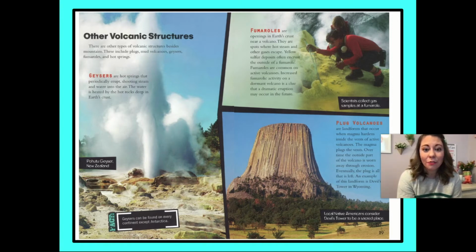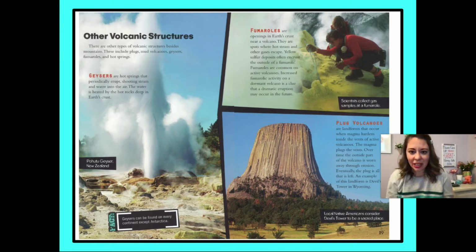Fumaroles. Fumaroles are openings in the Earth's crust near a volcano. They are spots where hot steam and other gases escape. Yellow sulfur deposits often encrust the outside of a fumarole. Fumaroles are common on active volcanoes. Increased fumarolic activity on dormant volcanoes is a clue that a dramatic eruption may occur in the future. And so it says scientists collect samples at a fumarole.